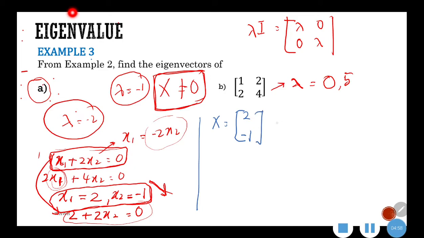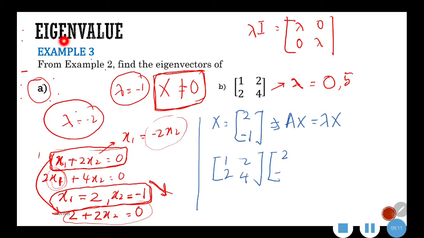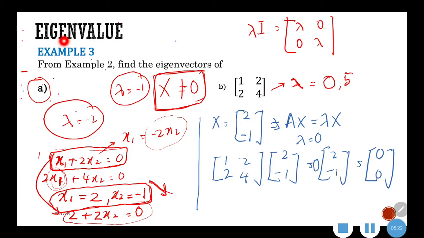Alright, it's time for us to prove. Like before, AX equals lambda X. My A is 1, 2, 2, 4 times X. What I get for my X is 2, -1. And on this side, my lambda is 0 and X is 2, -1. Obviously, the right hand side gives 0, 0. On the left, we get 2 minus 2, 0, and 4 minus 4, 0. So it's proven that the left hand side equals the right hand side.